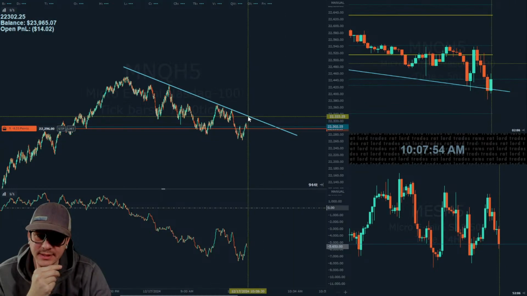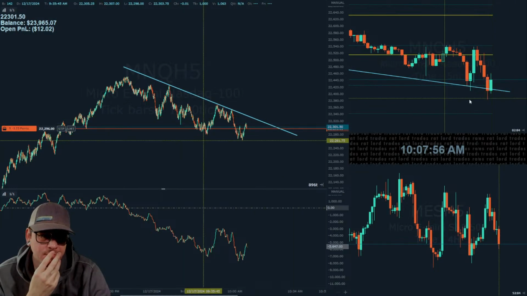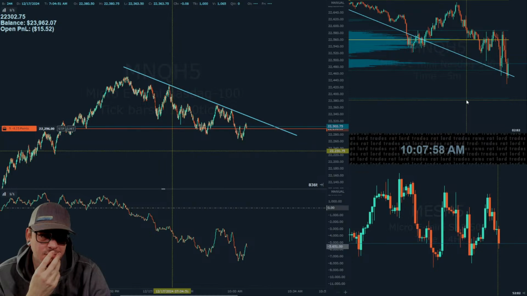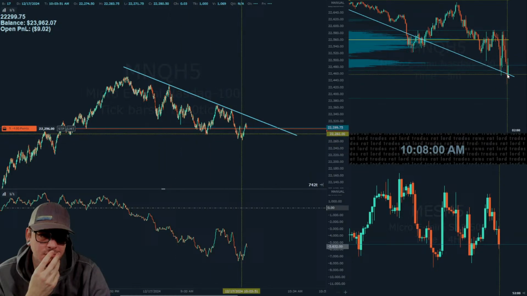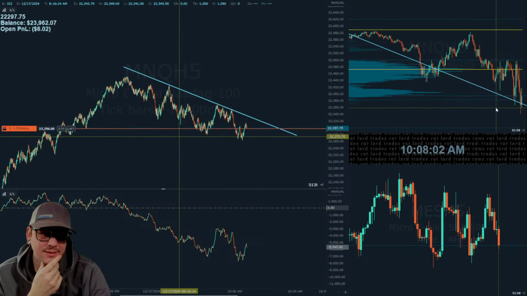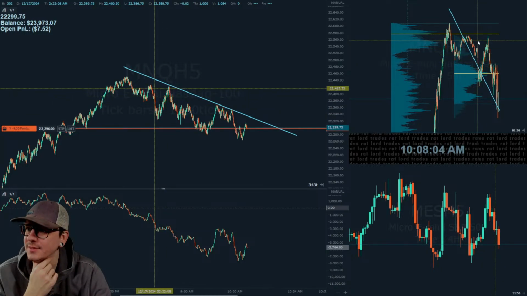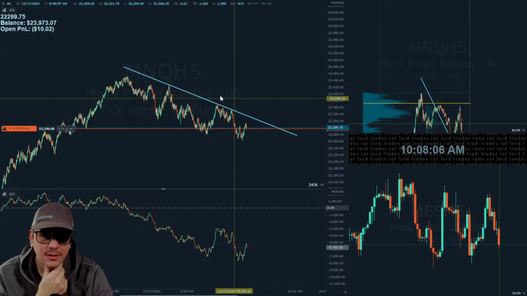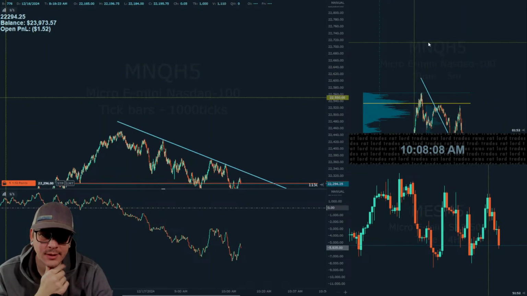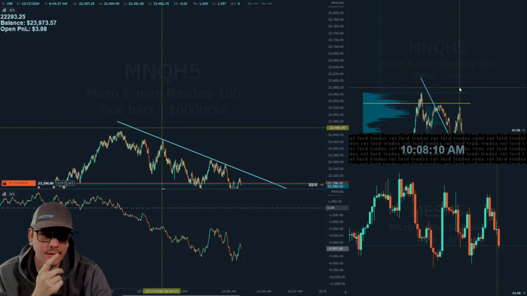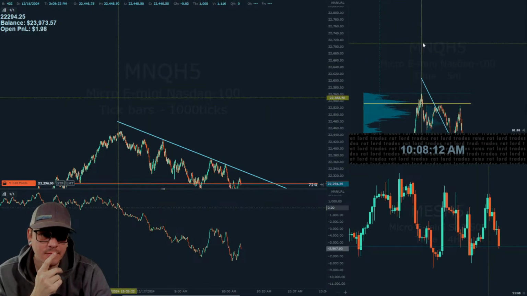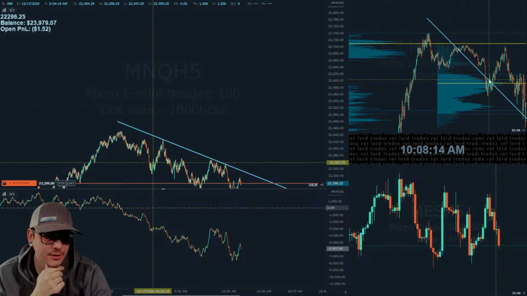We don't use lines like that, but why is that? It did not copy this over. It's the same thing, right? MNQH5 did not copy that drawing correctly at all.